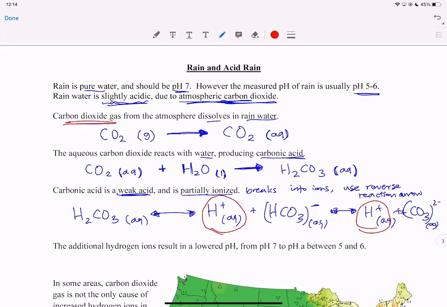It starts off with carbon dioxide gas, and because of the series of reactions, you end up with additional hydrogen ions in water. And when you have more hydrogen ions, that means lower pH, a lower pH value. And that pH goes from what started off as 7 down to a pH of 5 or 6.